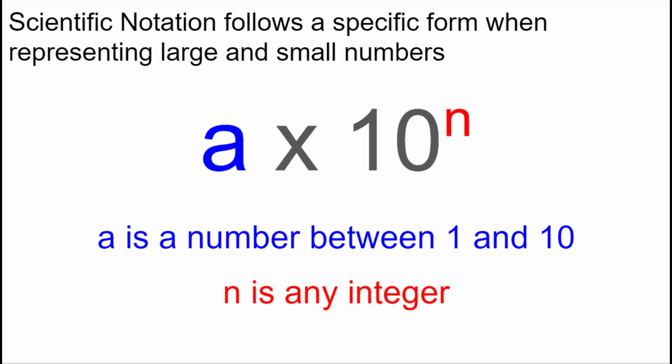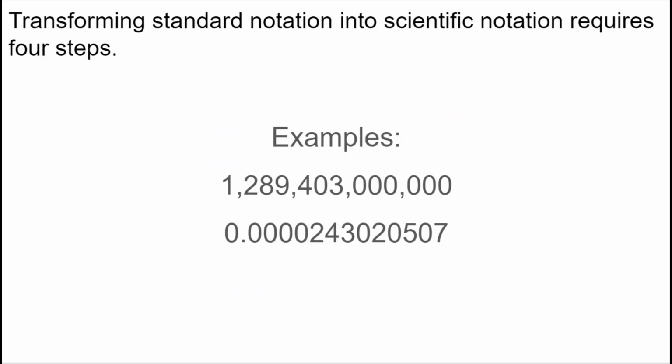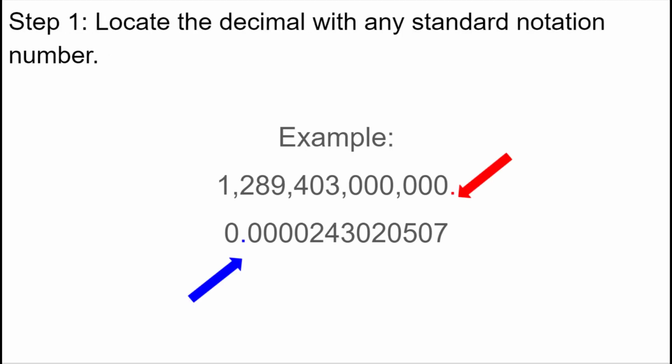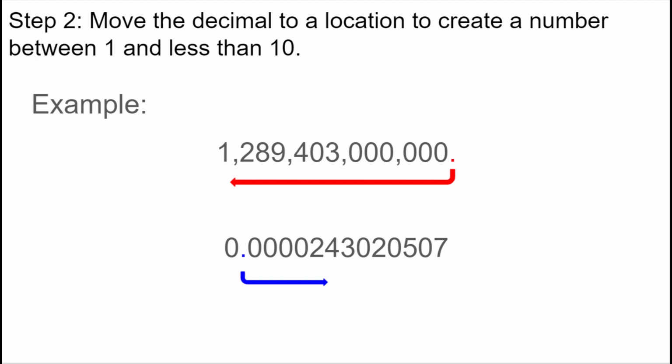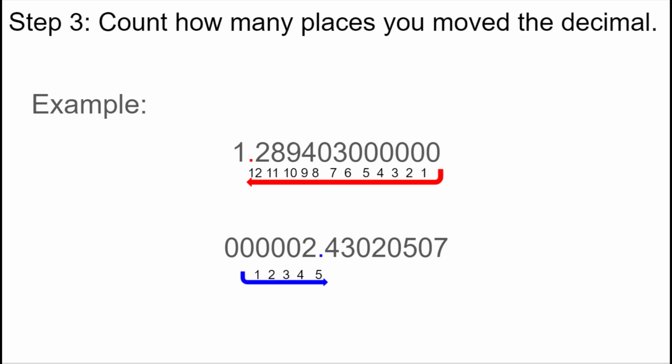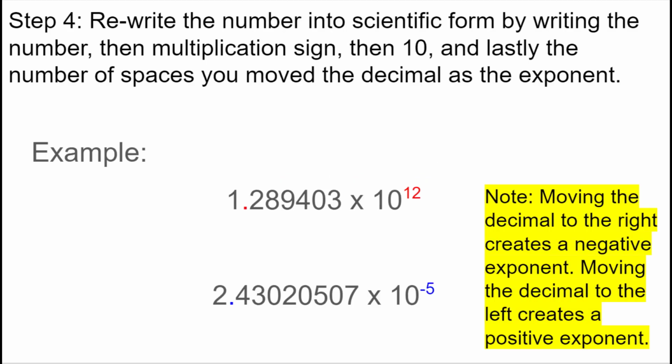We can show how to transform large and small numbers in just 4 steps. Step 1. Locate the decimal in any standard notation number. Step 2. Move the decimal to a location to create a number between 1 and less than 10. Step 3. Count how many places you move the decimal. Step 4. Rewrite the number into scientific form by writing the number, then a multiplication sign, then 10, and lastly the number of spaces you moved the decimal as the exponent. Note, moving the decimal to the right creates a negative exponent. Moving the decimal to the left creates a positive exponent.